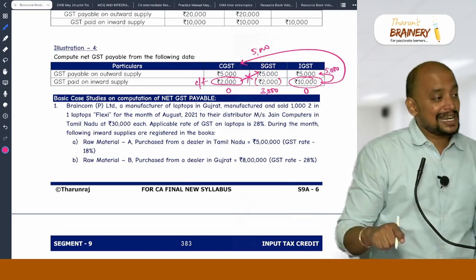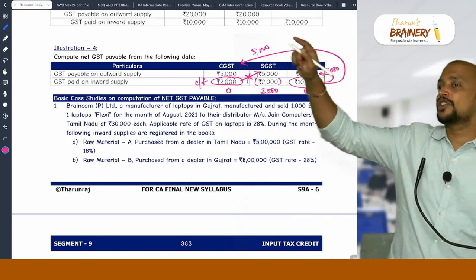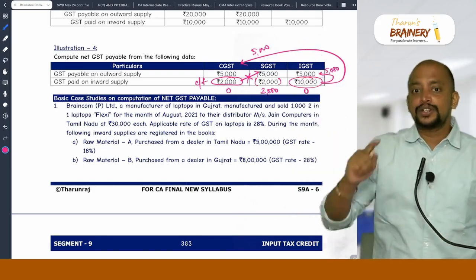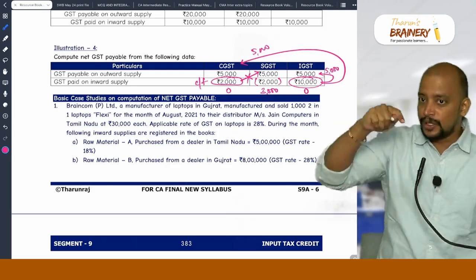But actually what is the correct answer? 1,000. How 1,000? You see the total of gross liability, 15. What is the total of the ITC? 14. 15 minus 14, 1,000 should be the answer.